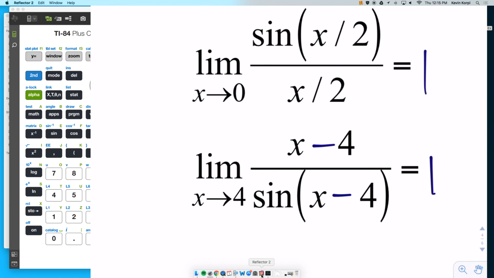It is 1. Why? What does replacing x with x minus 4 do? Shifts it to the right 4. What value are we approaching? No, 4. So the old 0 is now 4 to the right at 4. So we're approaching the same spot on the graph, but in a different location.